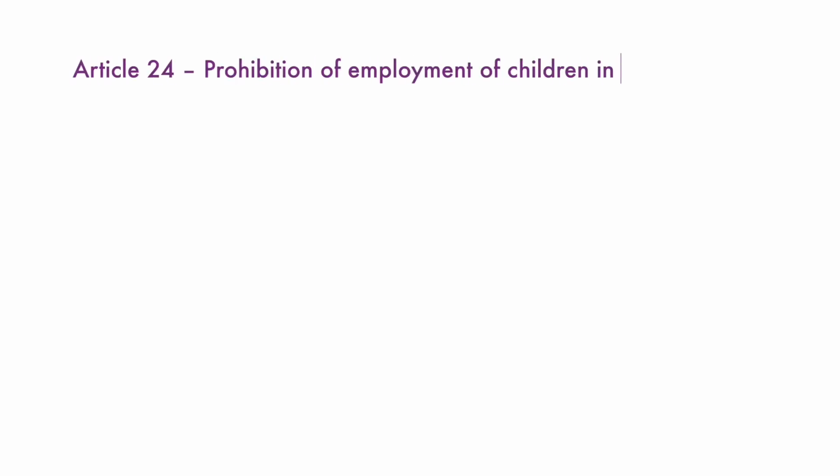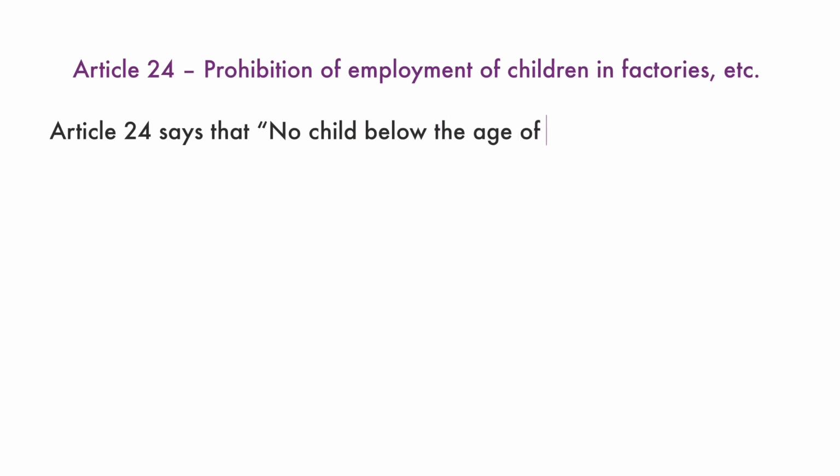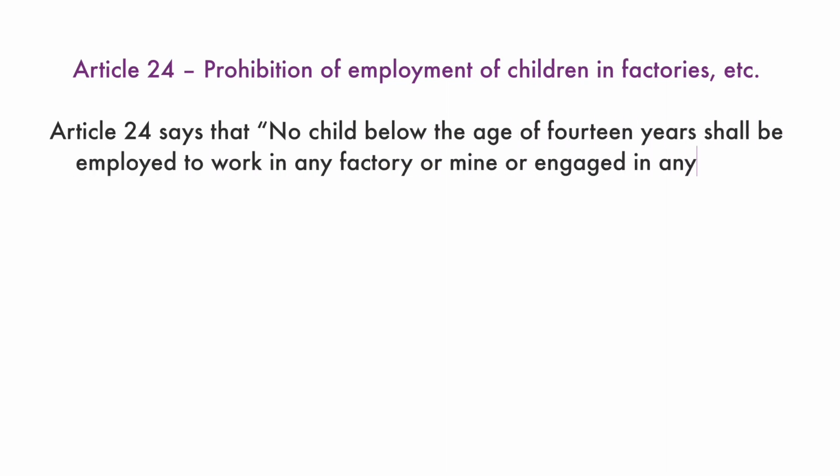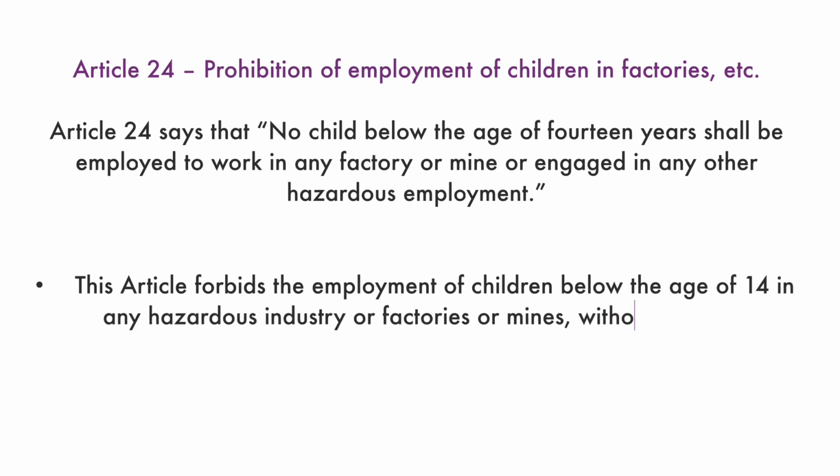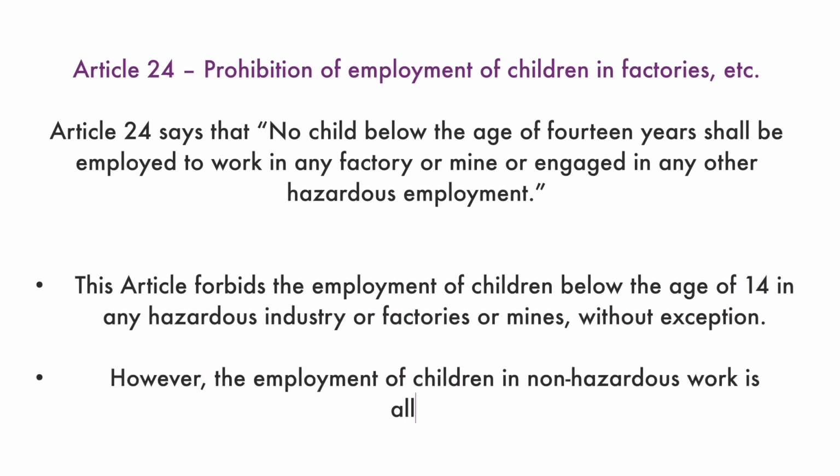Article 24, prohibition of employment of children in factories. So this article says that no child below the age of 14 years shall be employed to work in any factory or mine or engaged in any other hazardous employment. However, the employment of children in non-hazardous work is allowed.